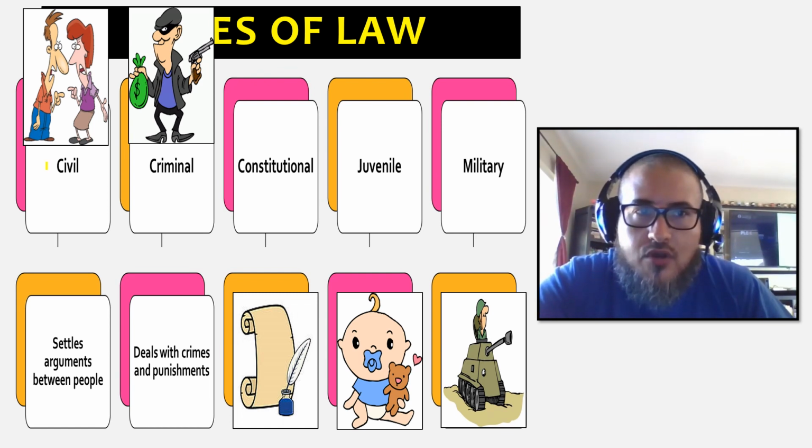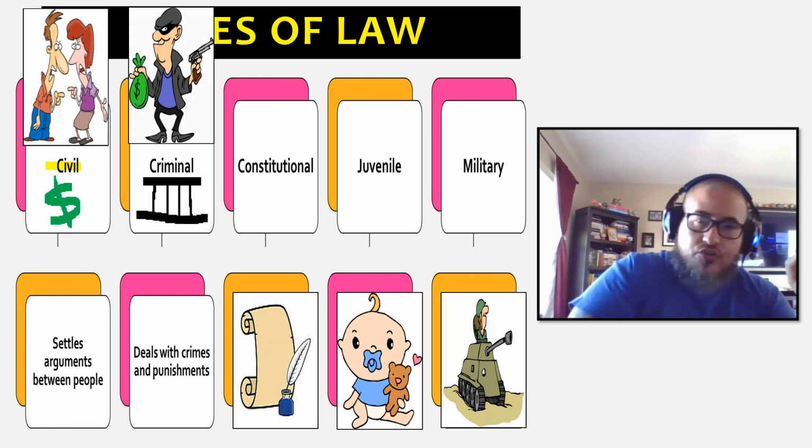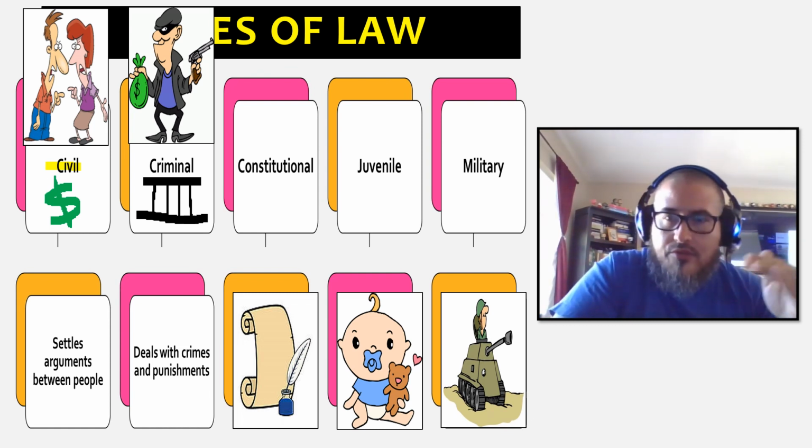In civil law, most of the time the person is going to have to pay some money. On the other hand, in criminal law, sometimes you'll have to pay a fine, but it also tends to be that the person who is wrong, the person who is guilty, tends to be someone who goes to jail. So civil law tends to be that you're going to have to pay some sort of money. Criminal law, there could be jail time.